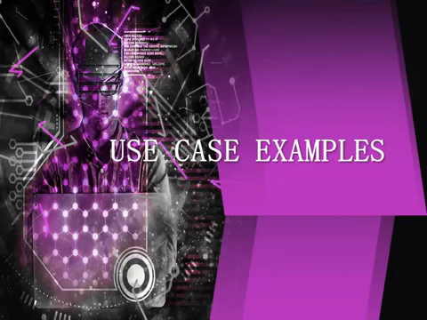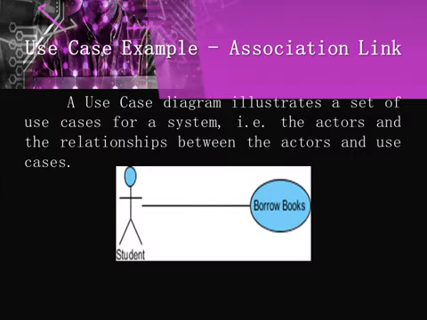So now, let's proceed to use case examples. Association link. A use case diagram illustrates a set of use cases for a system. In the example, the actors and the relationship between the actors and use cases.